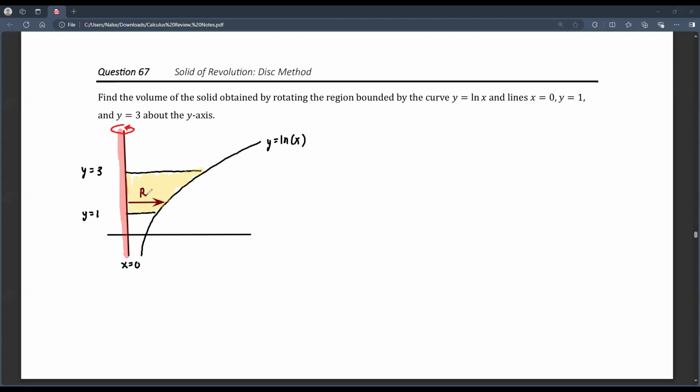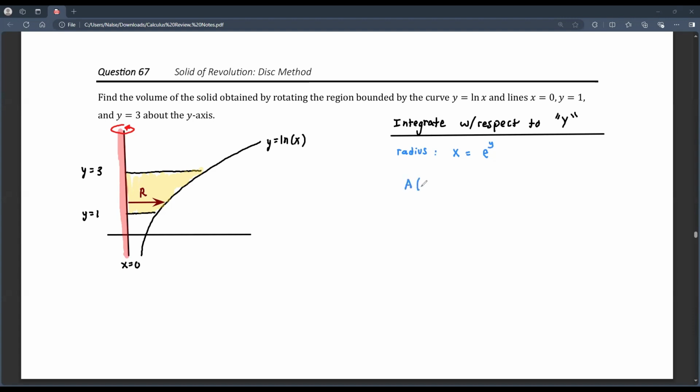The radius of each circle is the distance between the y-axis and the curve y equals ln of x. To perform the integration with respect to y, we will need to solve this equation for the x variable. You should see from the diagram that the radius of each circle amounts to the x-coordinate along the curve, and this value of x equals e to the y.